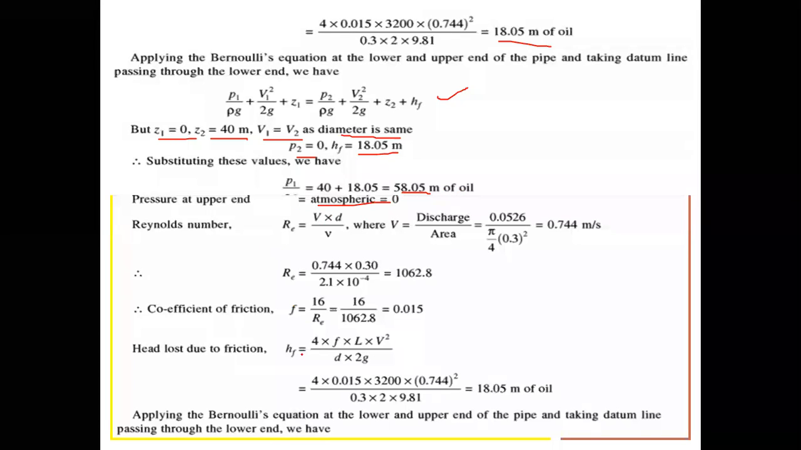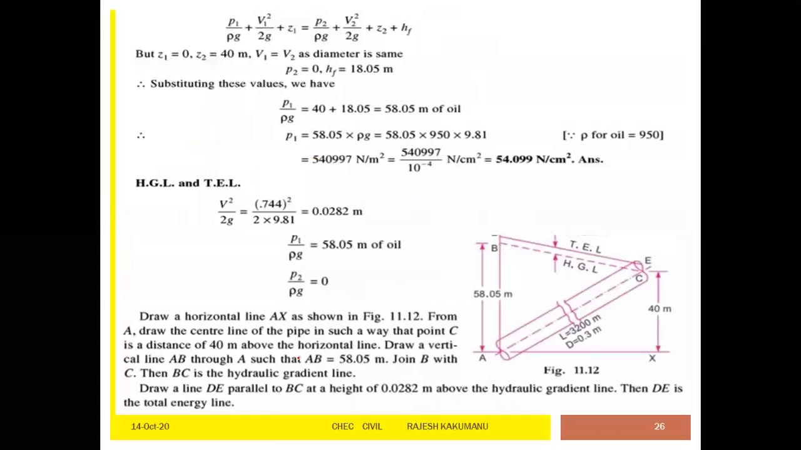So after getting this value and substituting all these values here, we have P1 by rho g is equal to 40 plus 18.5. P1 is equal to 58.05 into rho g. Oil is given, so P1 value is 54.099. So we got the P1 value.